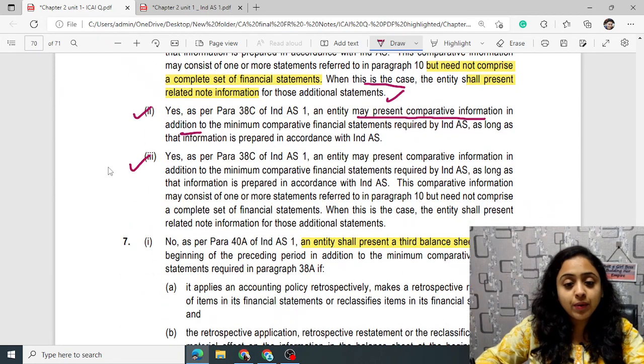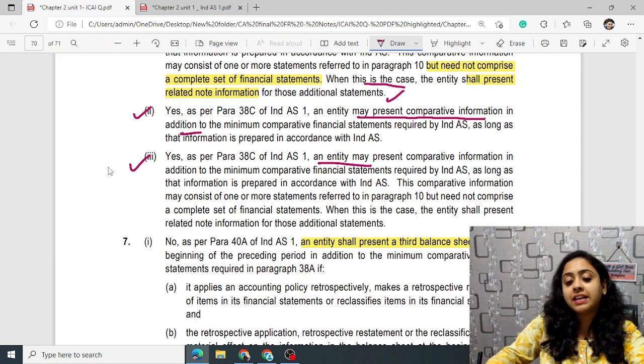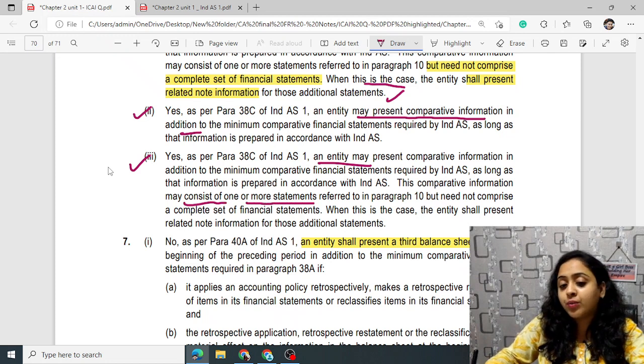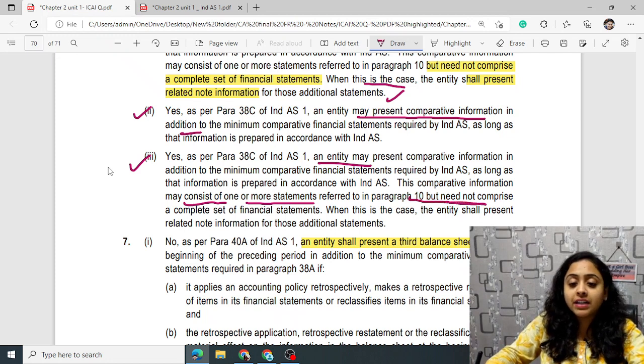Yes, they can be provided. An entity may present, in addition to the minimum comparative financial statements required by the Ind AS, as long as the information is prepared in accordance with Ind AS. This comparative information may consist of one or more statements referred to in paragraph 10, but need not comprise a complete set of financial statements.